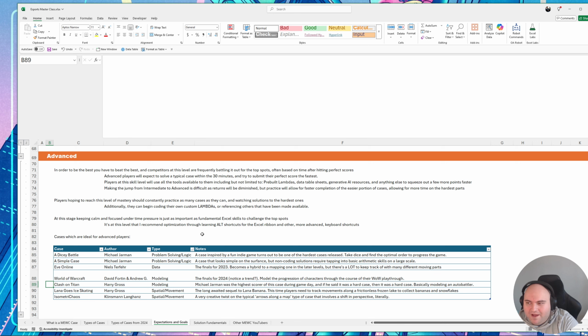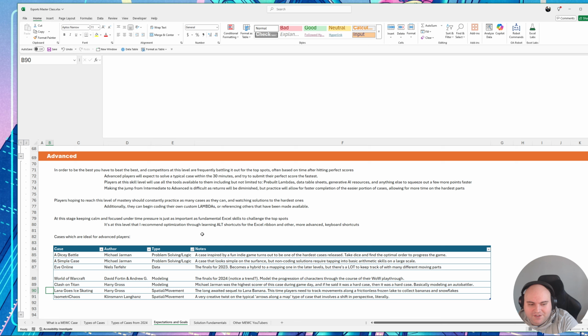So basically, you're modeling, if you know the term, an auto battler. You set up the criteria of the rules, and you have two different teams fight each other. That's what an auto battler is. You could think of Baccarat as an auto battler in a way, funnily enough, but that's what it is there. Lana Goes Ice Skating by Harry is another spatial movement one, very difficult.